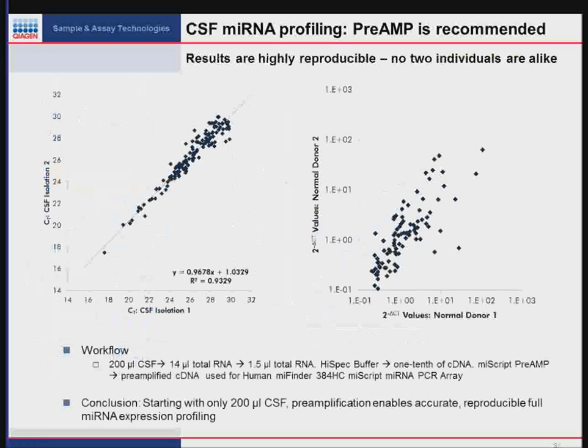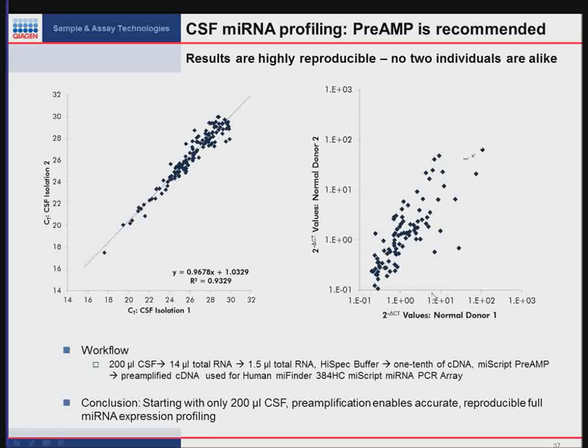So this is CSF. We're, again, using 1/10 of the prep, so 20 microliters of CSF. What you see on the left here is a comparison of replicate isolations and replicate profiles, which fall very nicely on the line. Things at the high end are expressed at extremely low levels, so they're a little bit more noisy. But if we look at 2 different people, and by the way, we bought these. We didn't actually do spinal taps on people in the lab. You can see that they're actually quite different from each other.